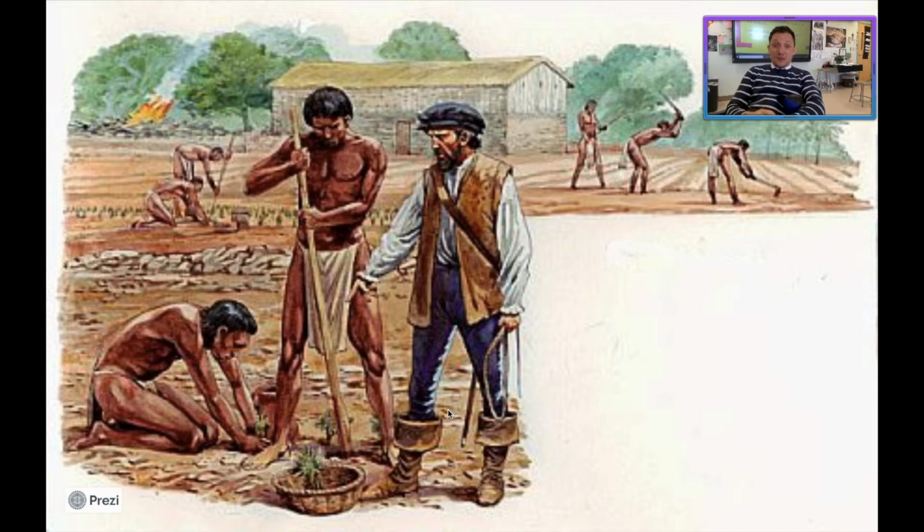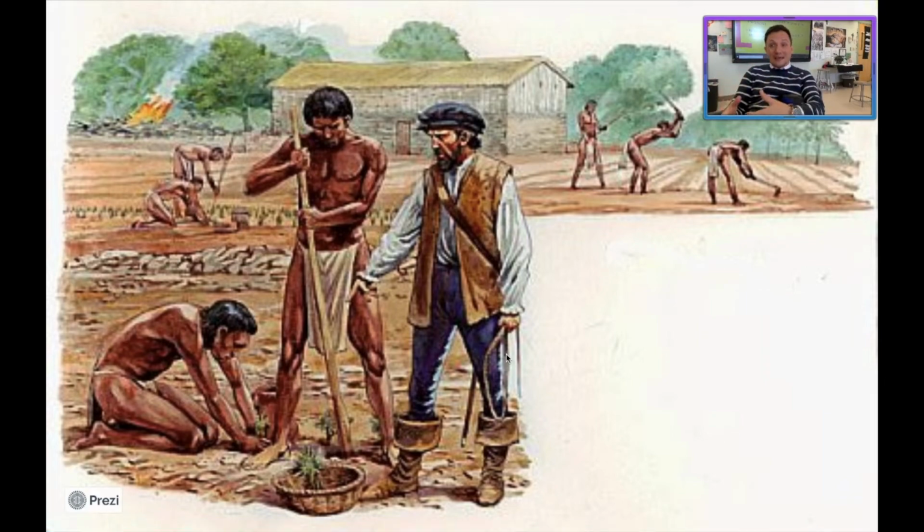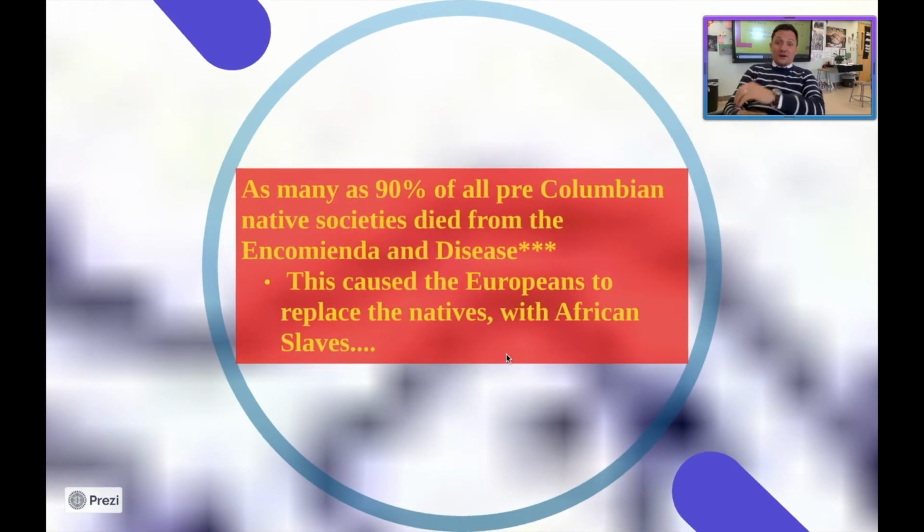of thousands of people. And this right here is a Spanish settler, as you can see, holding a whip, forcing Native Americans to plant sugarcane. So as you can see, like I said, it's a very, very messed up system. And the Encomienda, along with contact from disease, is going to kill as many as 90% of some pre-Columbian native societies. The Taino, over 90% of them end up dead because of the Encomienda system and the spread of dangerous disease, right?